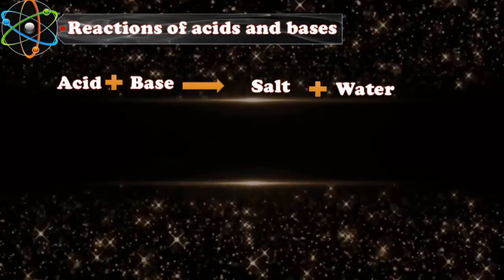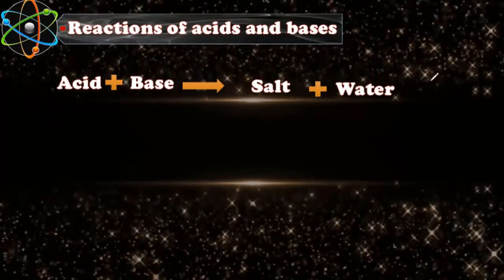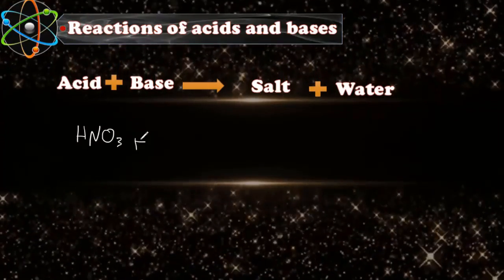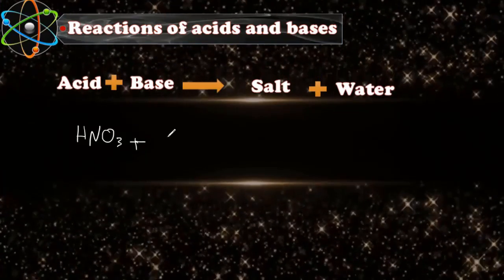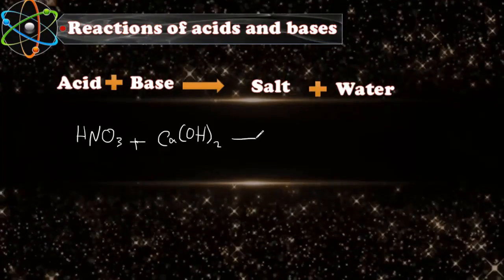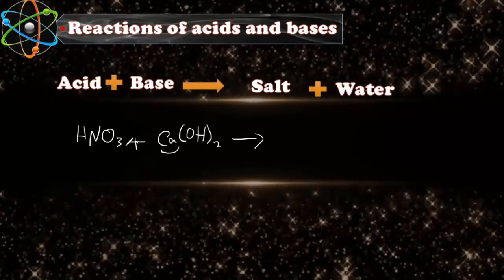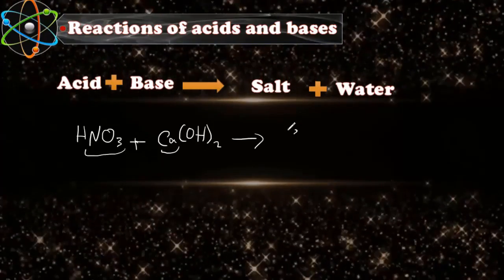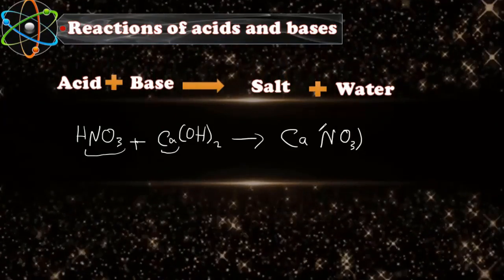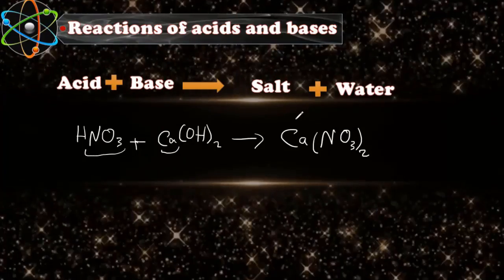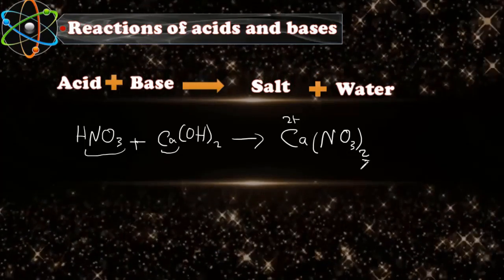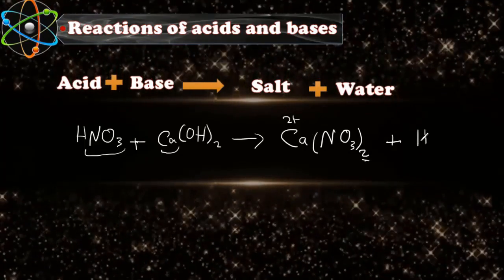So the sodium will take the oxidation number of this one. I'll give you another example here. If we have, let's say, HNO3 plus, this is acid plus a base, let's say calcium hydroxide. This will give us the salt, calcium nitrate. The salt will be calcium nitrate, NO3. This we will put in brackets and add 2 because the oxidation number of calcium is 2 positive. So this one here will be 2, plus water, H2O.